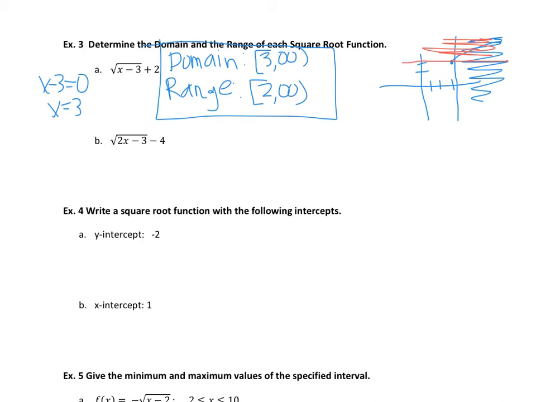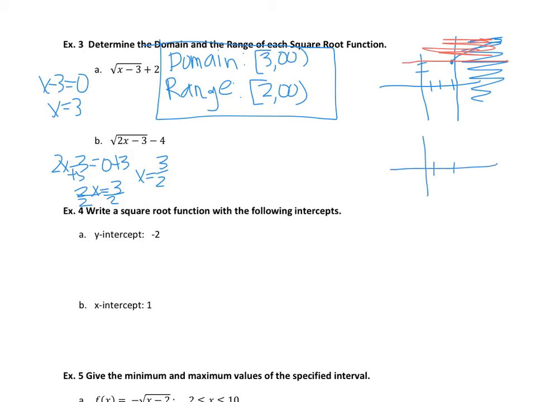So if you look here, I know my domain is going to be based off of what I set what's underneath the square root equal to 0. So I'm going to come over here, set that equal to 0, and solve. Plus 3, 2x equals 3. Divide out the 2, x equals 3/2. So what this is telling me, and again on the graph, is that I'm going to have everything from 3/2, which is the same as 1.5.